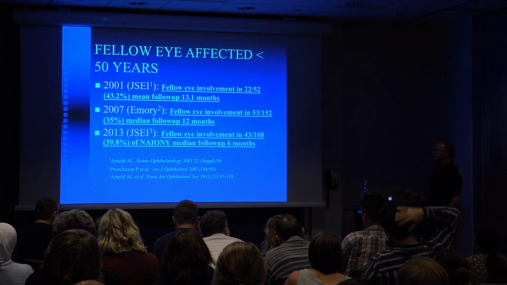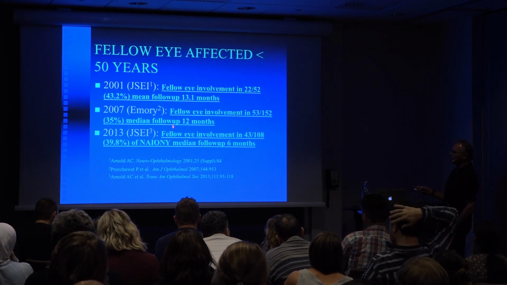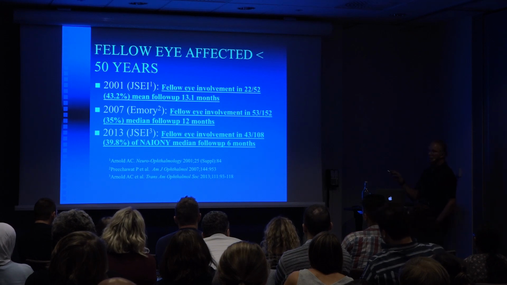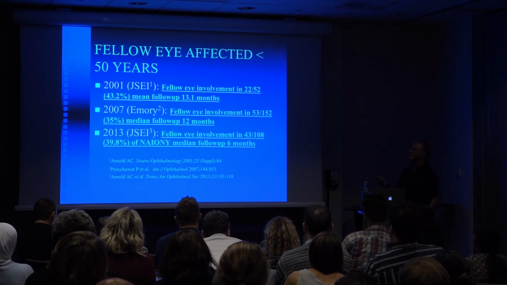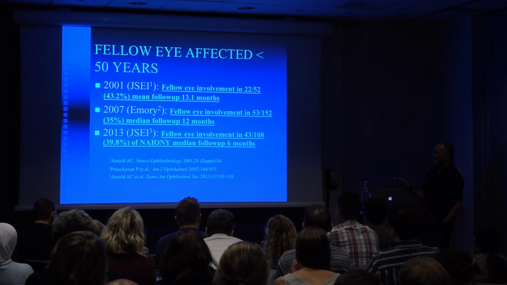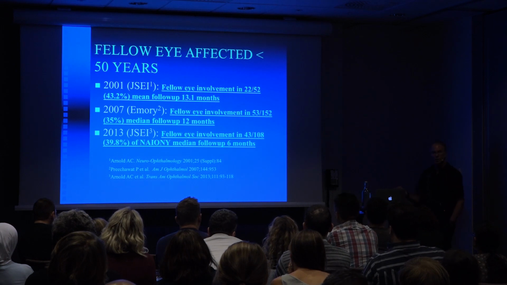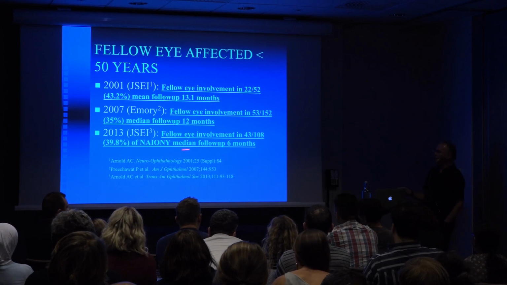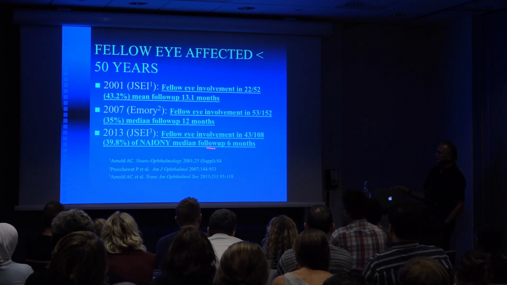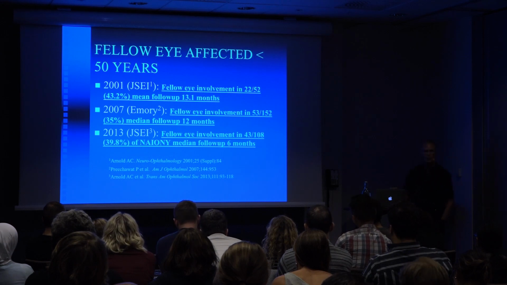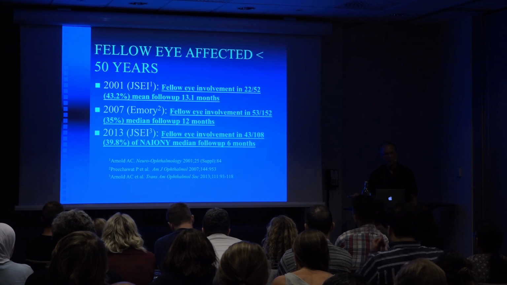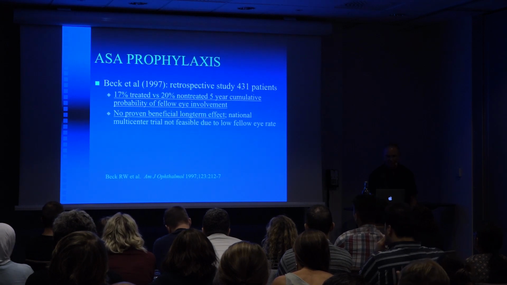There's an exception to this, and this is from data from Emory in 2007 and from a study that we did at UCLA in 2013, looking at patients, and I'm going to show you some more data about this later, under the age of 50 who developed NAION. So it does happen in patients under the age of 50, and they develop fellow eye involvement sooner and more frequently. So the fellow eye involvement rate in the Emory study at about 12 months was 35%. And in our study, even at 6 months, it was almost 40%. So whatever's making them get NAION earlier is also making them get the fellow eye earlier as well.